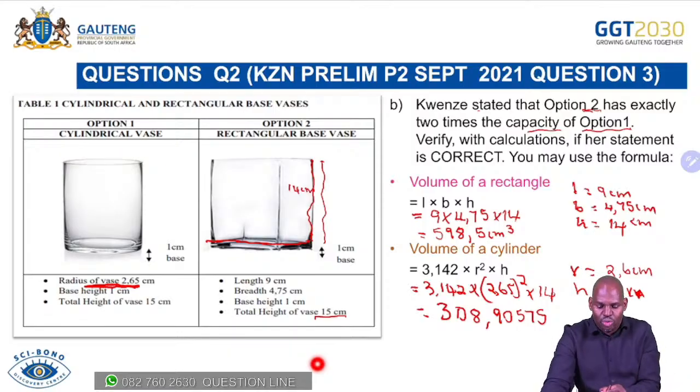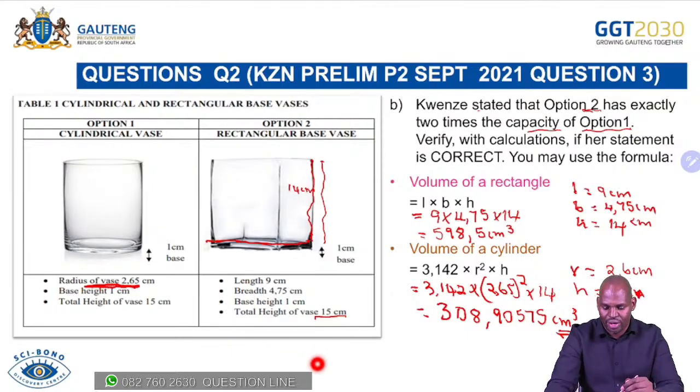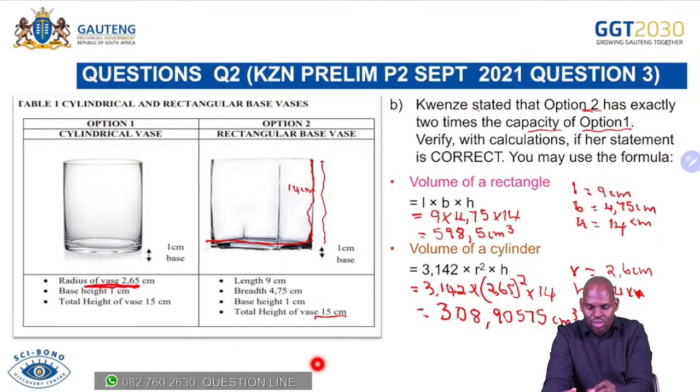If you just key in everything as you see there, 3,142 times, then you open bracket, you say 2,65, close the bracket, make it to the power of 2 and multiply by 14, then on your calculator, it must give you 308,90573 cubic centimeters. Right, now you need to compare. Remember, Kwenze stated that option 2 has exactly 2 times the capacity of option 1. So this is our option 2, and this is our option 1.